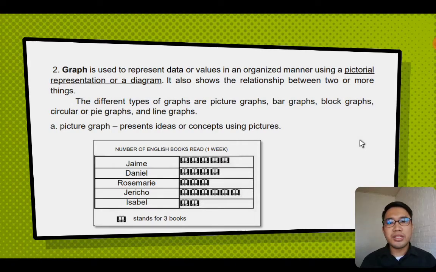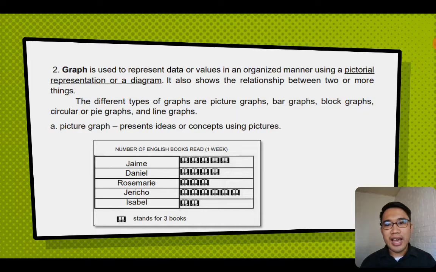A graph is used to represent data or values in an organized manner using pictorial representation or a diagram, and we have different types of graphs such as picture graph, bar graphs, block graphs, circular or pie graphs, and line graphs. A picture graph, or pictograph, from the word itself, presents ideas or concepts using pictures. Number of English books read in 1 week, whereas one picture of a book stands for 3 books.